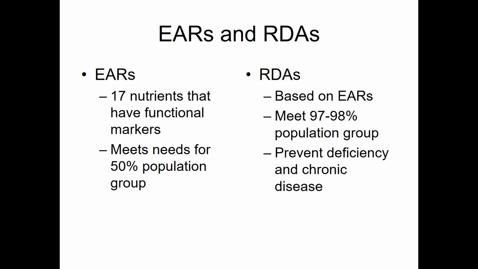RDAs are recommended dietary allowances. RDAs are greater than EARs because they meet the needs of more than 50% of people. They meet the needs of about 98% of people. This is how much of a nutrient a person should aim for to prevent diseases, and it's based on the same biomarkers as EARs.